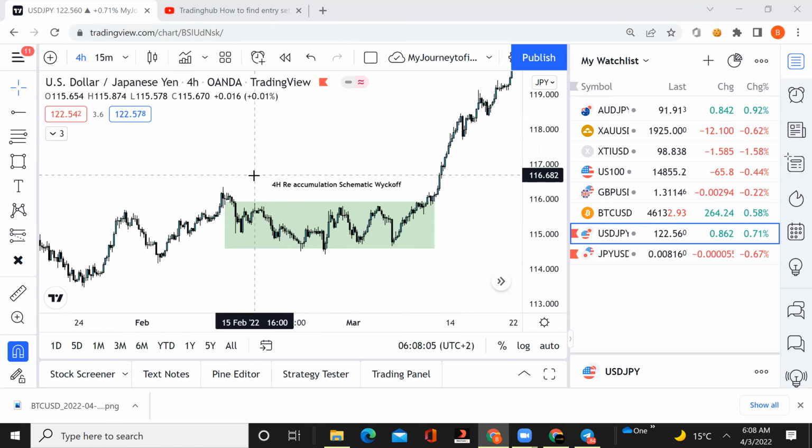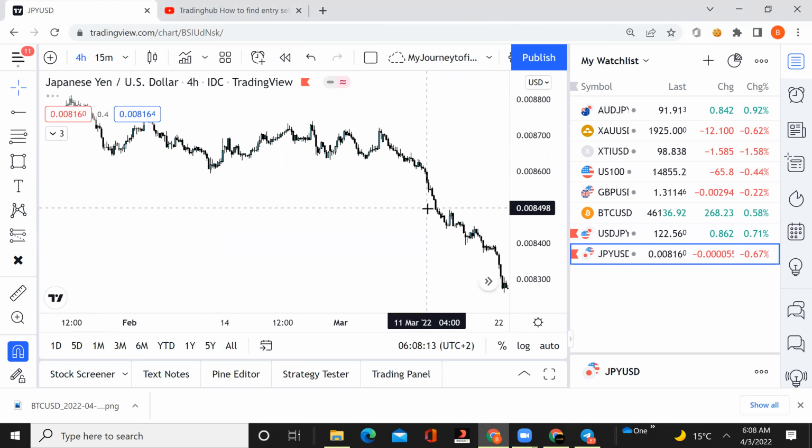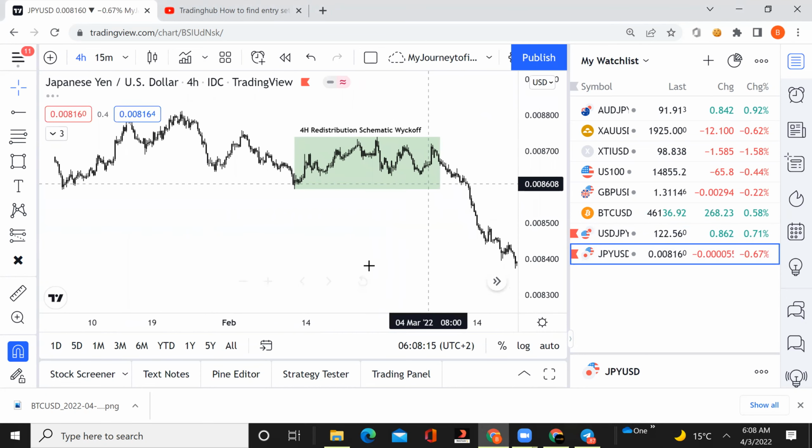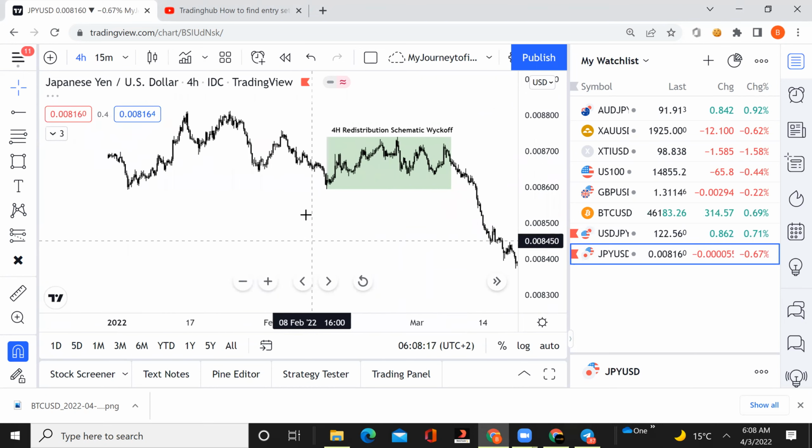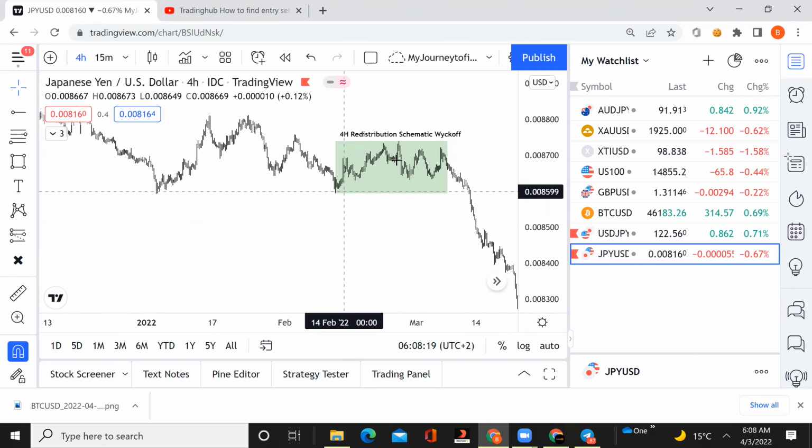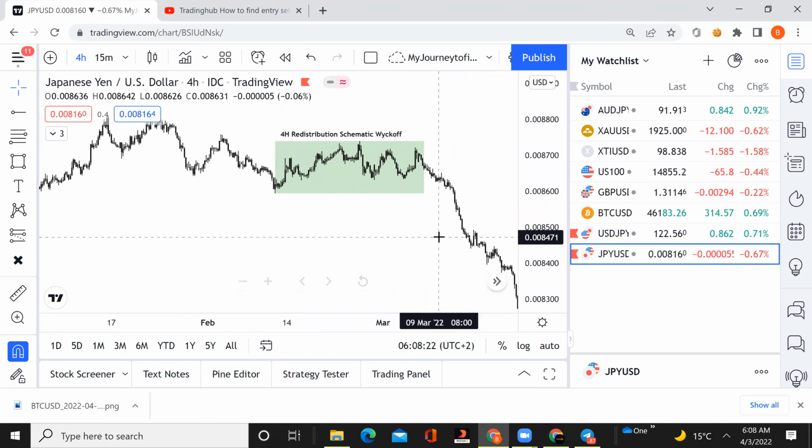What you can do to help you analyze the market is go to JPY USD, which is the exact opposite. Just type the opposite, and look at that same area, what's happening. Here you see that the market rallied down, consolidated, then broke to the downside.